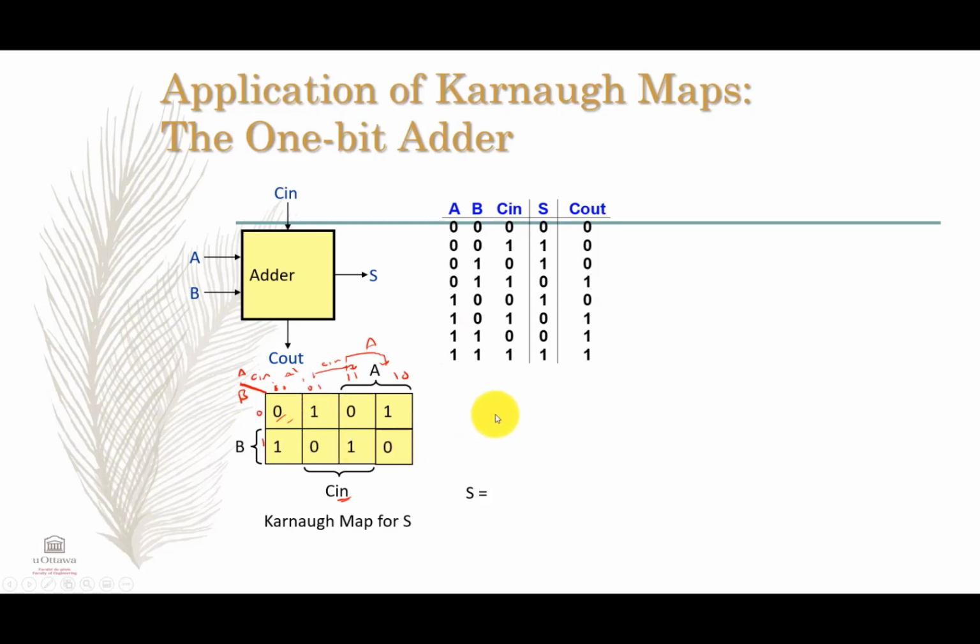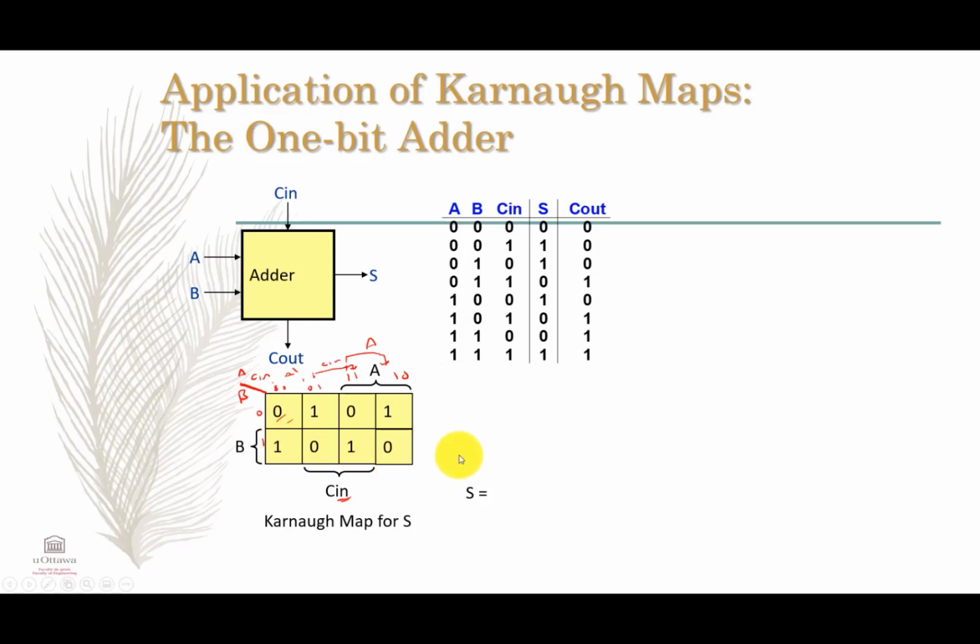After that, I'm gonna try to answer the questions. I have a function S, it has 3 inputs, and it has a kernel map with 8 cells. Can I group all the ones in a group of 8? The answer is no, because unfortunately I have zeros here. Can I group them in a group of 4? The answer is no. I cannot group this one, this one, or this one in a group of 4.